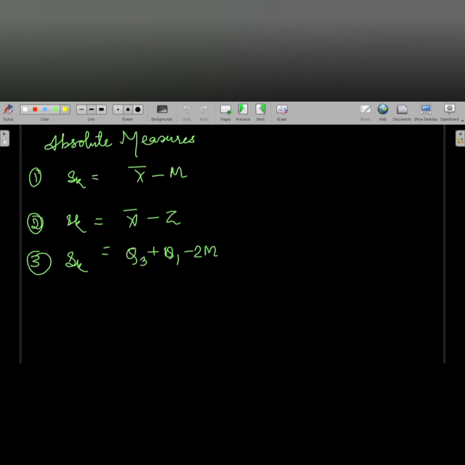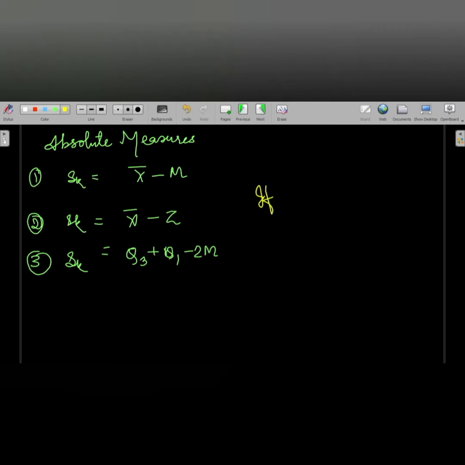Now we'll see the absolute measures. How many methods are there? The first is skewness equal to mean minus mode. The second is mean minus median. If the mode is not given, then we'll use the median. Clear? Or if the mode or the mean is not given, then we'll use this formula: Q3 plus Q1 minus 2 median.